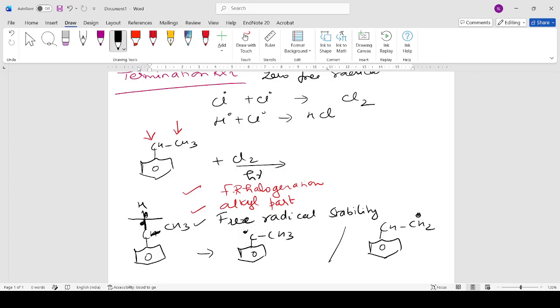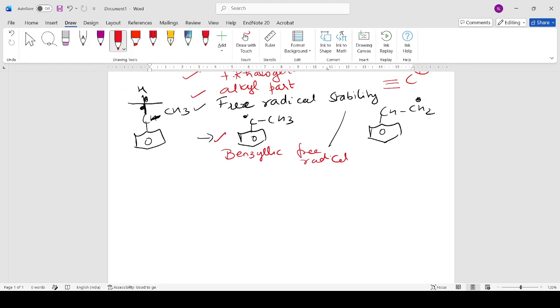Now, among them, which is the most stable one? This is the most stable one because what you're seeing here is a benzylic free radical. This is more stable because we know the free radical stability is very similar to carbonium stability. So therefore, the chlorine must attack here. So therefore, what should be my product here? This will be my major product.